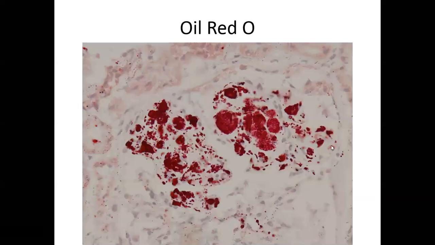So here's an example of an oil red O. I think this is an example that Dr. Conkin took from one of the cases we presented at ACVP. And all of these are foamy macrophages, and the oil red O has identified the lipid material within the foamy macrophages. And this was an example of what we talk about for glomerular lipidosis. So you have glomeruli that are effaced by foamy macrophages.